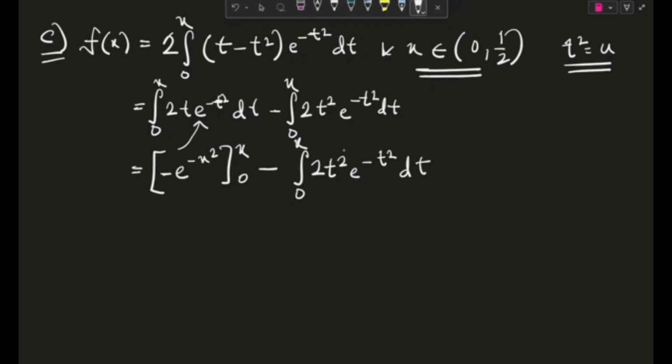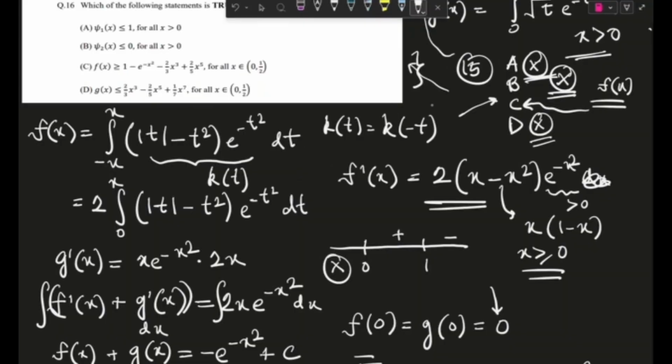So now what you must be wondering is, how can we find this? Now you can apply by parts, but this will actually be pretty tedious. Another thing you will observe is that solving this can take away half your time. So what we will do is copy the expression that was exactly given in option C. Let's look at that once. Option C says it is 1 minus e^(-x squared) minus 2/3 x cubed plus 2/5 x^5. So let's copy this directly.